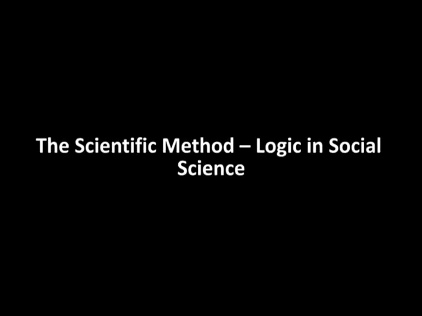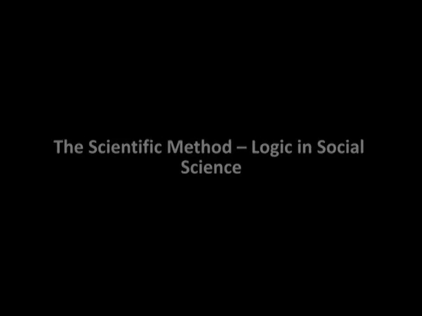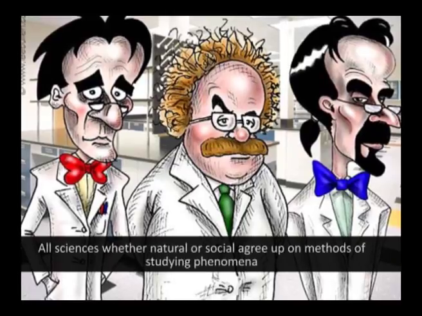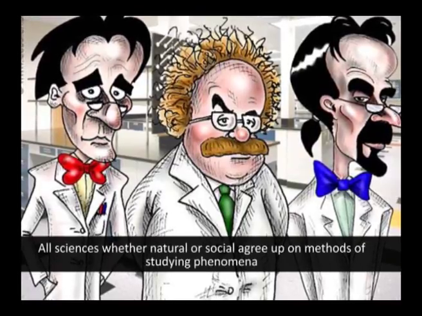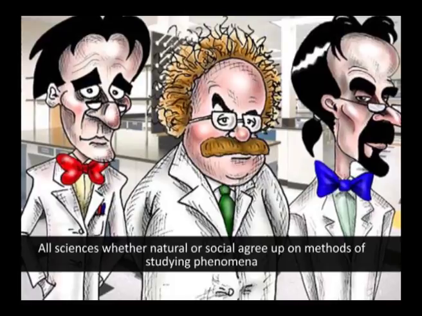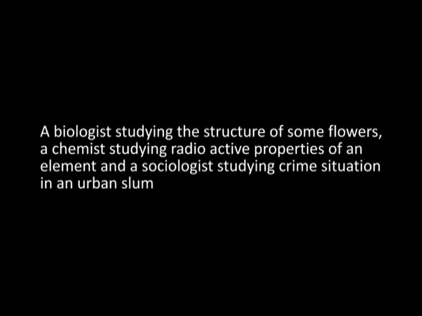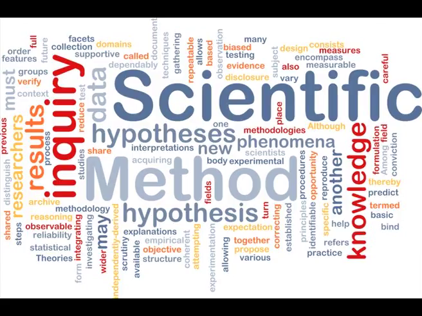The scientific method, logic in social science. All scientists use common methods for their inquiry. All sciences, whether natural or social, agree upon methods of studying phenomena. But their materials differ: a biologist studying the structure of some flowers, a chemist studying radioactive properties of an element, and a sociologist studying crime situation in an urban slum.